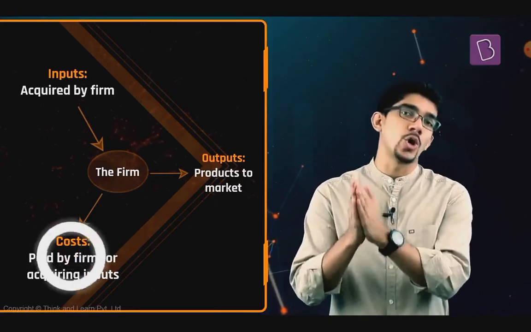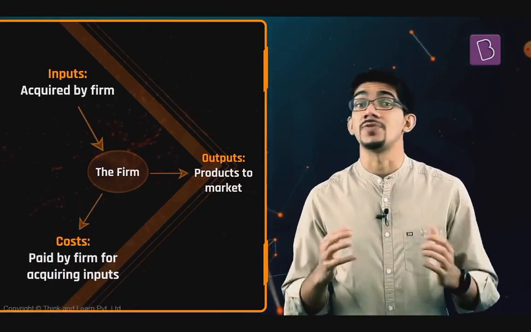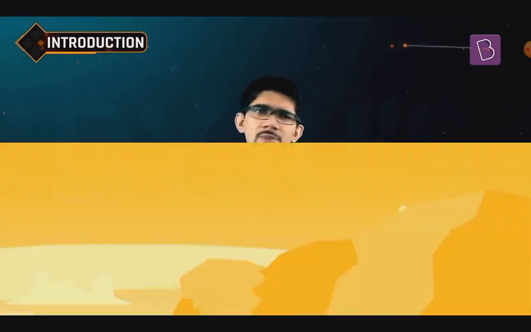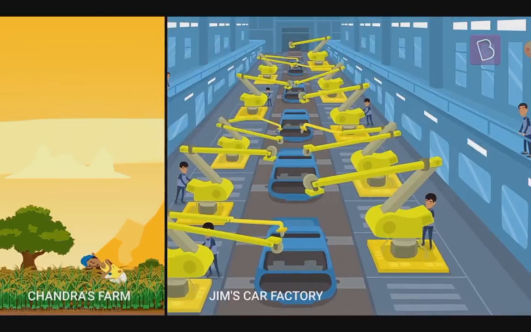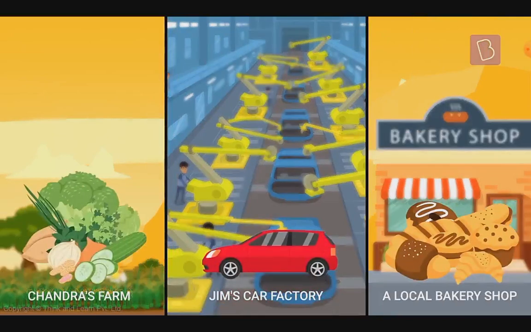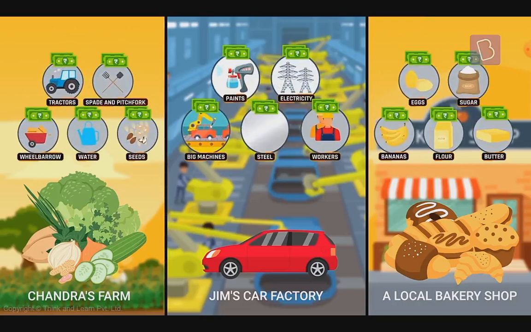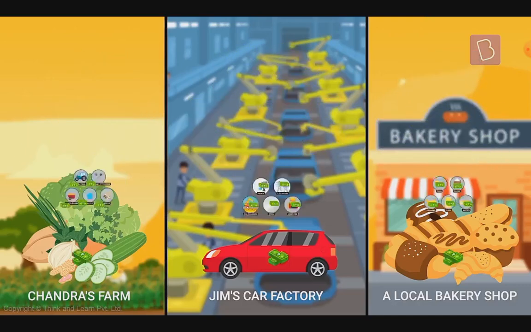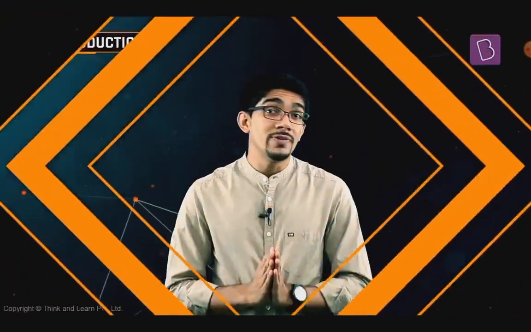First, we will look at the cost side, the second component of the seller's problem. What the firm must pay for its inputs, or the cost of doing business. In order to produce output, the firm needs to employ inputs. All firms, from Chandra's farm to the big car factories of a tycoon to your local bakery shop, incur costs while making the goods and services that they sell. A firm's costs are a key determinant of its production and pricing decisions. So we will study the cost side in detail in this chapter.